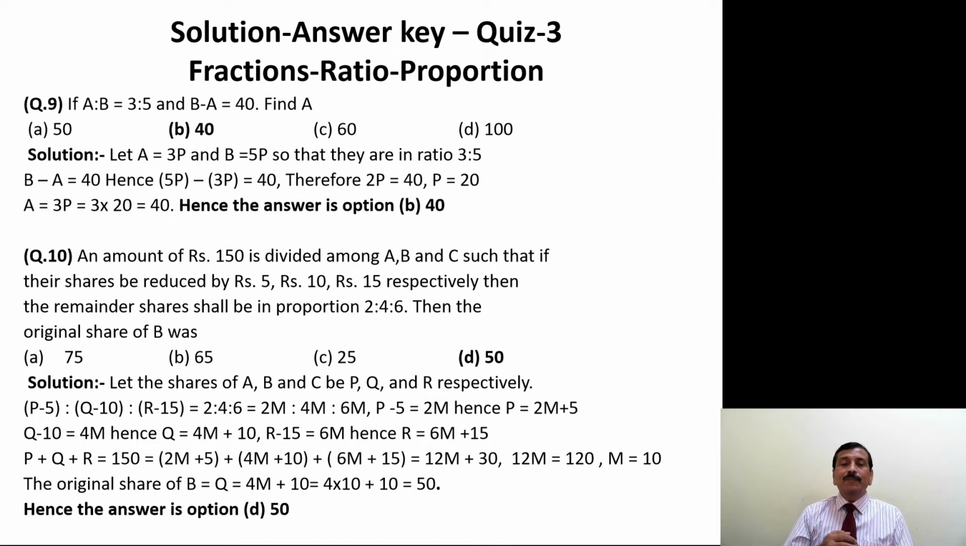And the last question, an amount of 150 rupees is divided into 3 persons A, B, C, and if their shares be reduced by 5, 10 and 15 respectively, then the remainder shall be in the ratio 2 is to 4 is to 6. Now let the shares of A, B, C be P, Q, R respectively. Then when their shares are reduced, we get P minus 5, Q minus 10 and R minus 15. And they happen to be in the ratio 2 is to 4 is to 6. We simplify all of them and we get the answer D, 50, is the answer for this.